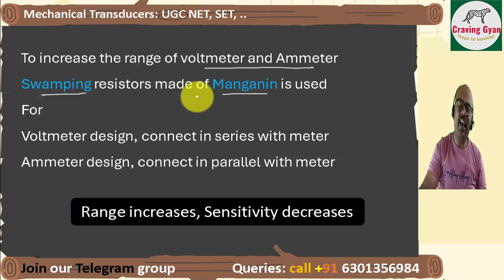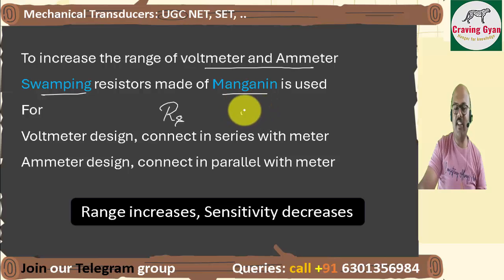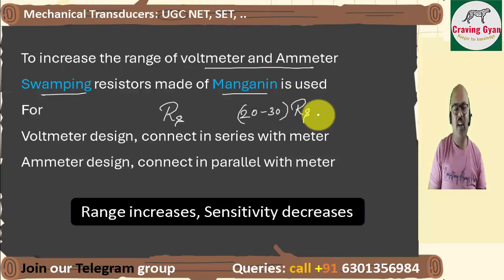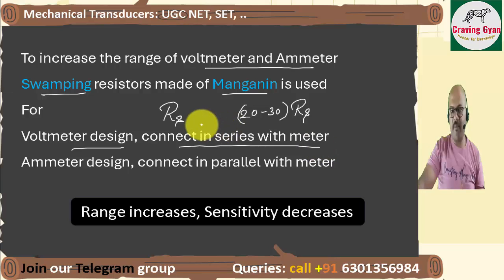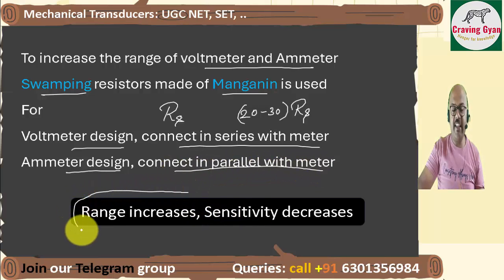Now what is the usual range? Suppose the resistance is Rs. The swamping resistance should be 20 to 30 times Rs. Very, very important. You refer to the MCQs, where I have asked: in the case of voltmeter design, the swamping resistors should be connected in series, but in the case of ammeter design, we connect them in parallel with the meter. Very, very important.